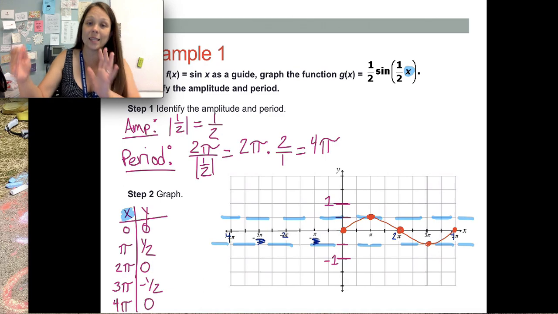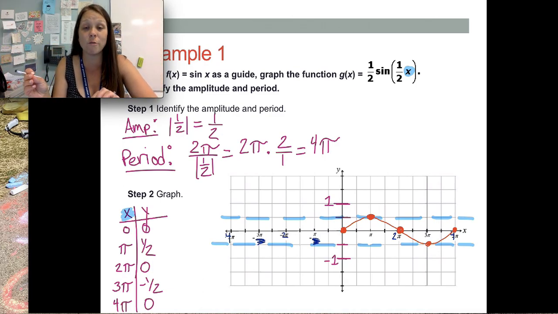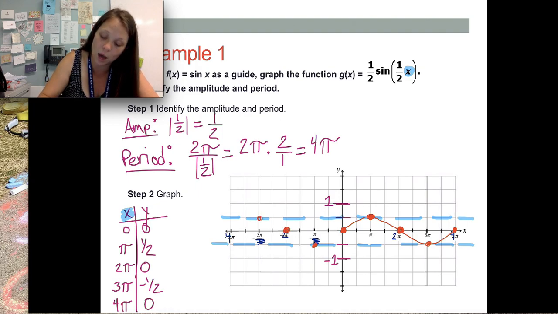So that means I could take this, shift it all backwards until the last point at 4 pi matches up with the first point at 0, 0, and that's going to continue my cycle. So I know that it's going to continue at -pi will be -1/2. At -2 pi will be 0. At -3 pi will be +1/2. And -4 pi is 0.